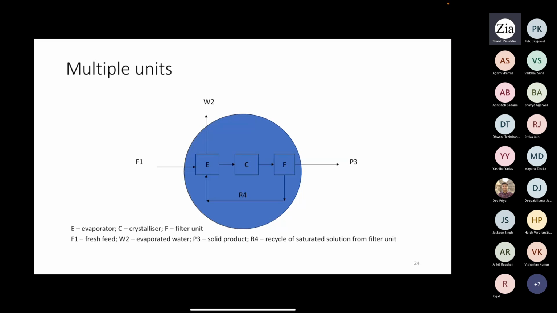Now I mentioned that the core or heart of the production process is your bioreactor.